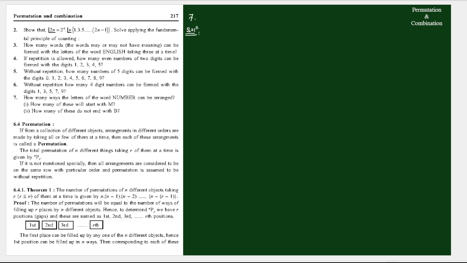Question number 7. How many ways can the letters of the word NUMBER be arranged? So the total number of letters in the word NUMBER is equal to how many? 6.